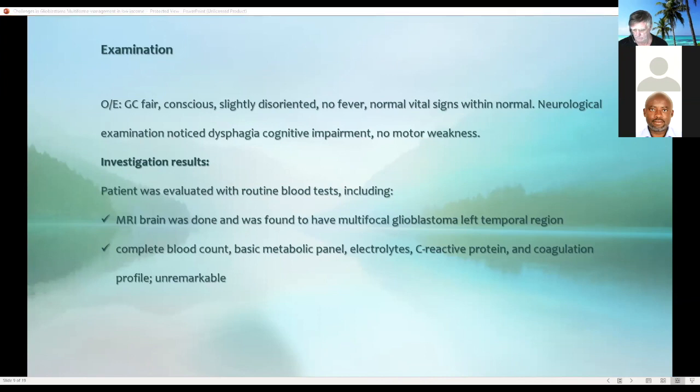And we did other investigations. We did CT of abdomen, pelvis, and chest to look for maybe a primary site, to exclude a metastatic origin of this tumor in the left temporal region. Next slide.